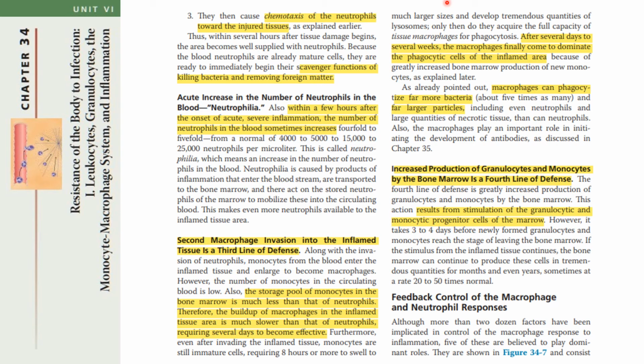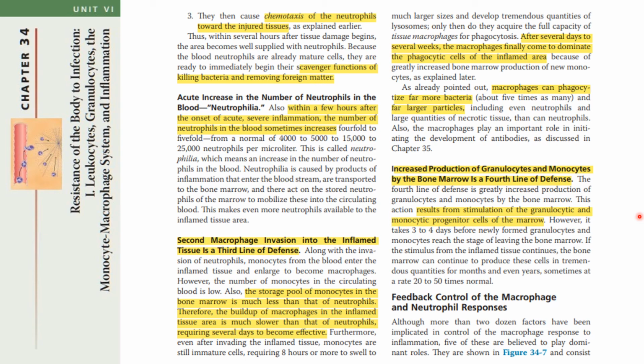Second, macrophage invasion into the inflamed tissue is a third line of defense. Also, the storage pool of monocytes in the bone marrow is much less than that of neutrophils. Therefore, the buildup of macrophages in the inflamed tissue area is much slower than that of neutrophils, requiring several days to become effective. After several days or weeks, the macrophages finally come to dominate the phagocytic cells of the inflamed area. Macrophages can phagocytize far more bacteria and particles.